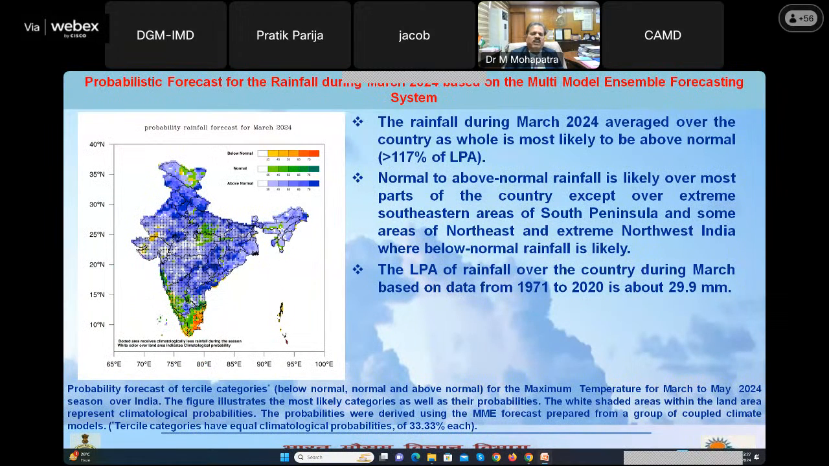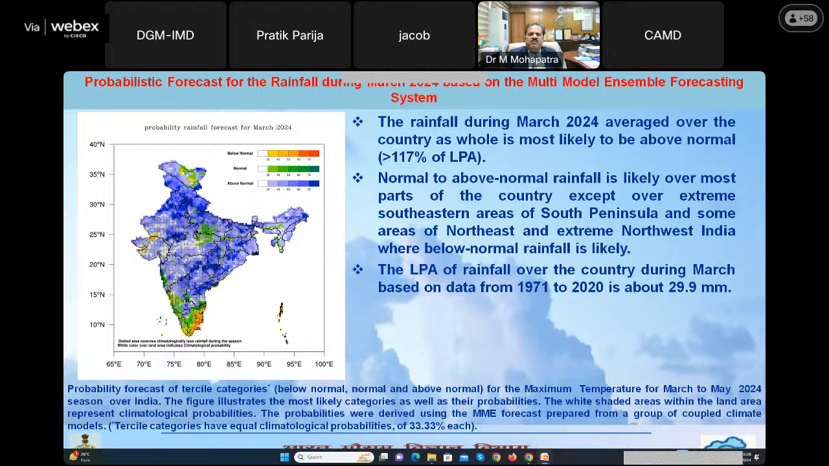Now let us look at the rainfall forecast. If you look at the rainfall forecast, the rainfall during March 2024 averaged over the country as a whole is most likely to be above normal. And here normal is defined as plus minus 17%. So actual rainfall, if you consider past 50 years data, is 29.9 millimeter. The average rainfall for the country as a whole during the month of March is 29.9 millimeter. And this year we are expecting that it is most likely to be above normal, that is more than 117% of 29.9 millimeter.